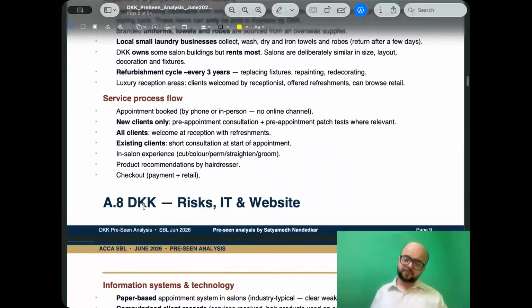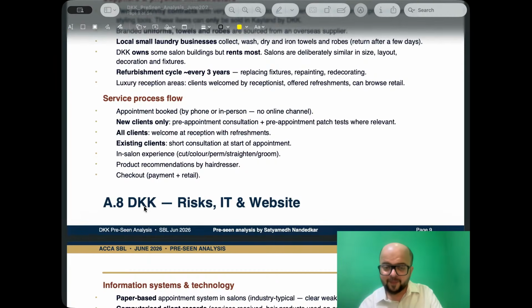Service process flow, appointments booked in person or on phone, not through an online channel. New clients only pre-appointment consultation plus pre-appointment patch test where relevant. I do. Common sense, yeah, but that's quite ironical, as you correctly pointed out. Okay, look at this now. Clients are welcome, then there is existing client short consultation at the start of an appointment.